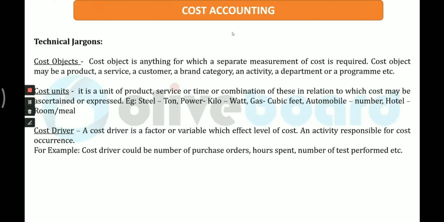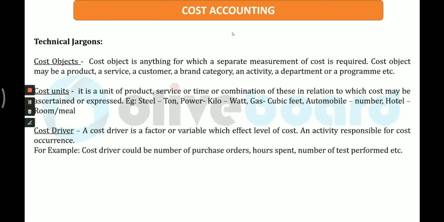For example, product line. Suppose you are manufacturing a product. Suppose I'm manufacturing a biscuit, then biscuit is my cost object. To manufacture that biscuit, how much cost am I incurring? I will buy atta, sugar, butter, all those things. So all those are costs to manufacture one biscuit. That biscuit is called the cost object over there. It can be a product, a service, a particular level of customers, or a brand, anything for that matter. So that is called cost object.